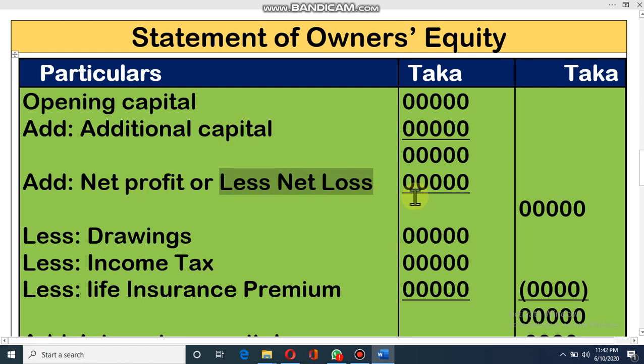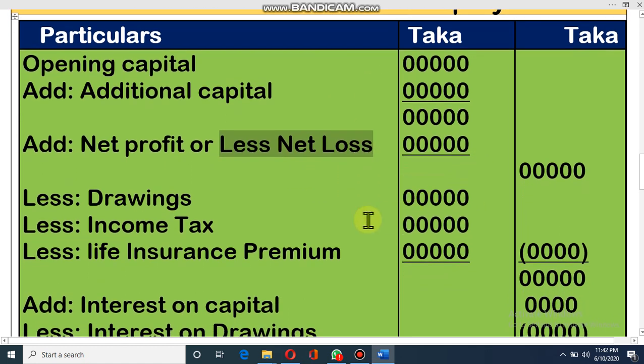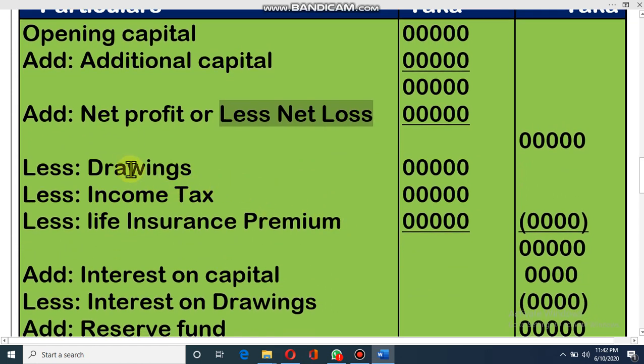And if there is any loss, then that will be subtracted. That means net profit will increase the owner's equity and net loss will decrease the owner's equity. Now, drawings. Dear student, there are two types of drawings, cash drawings and goods drawings. Both the drawings will be subtracted from the capital.